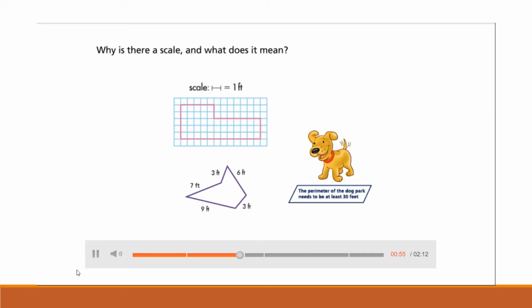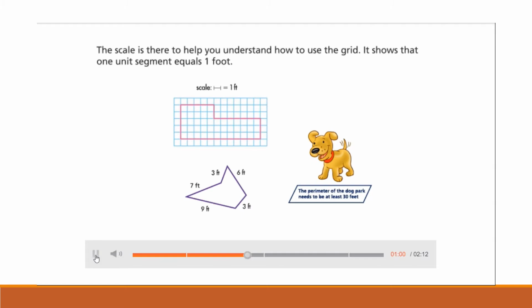Why is there a scale, and what does it mean? So take a close look. There's this symbol, and there's an equal sign, and that says 1 foot. The scale is there to help you understand how to use the grid. It shows that 1 unit segment equals 1 foot.